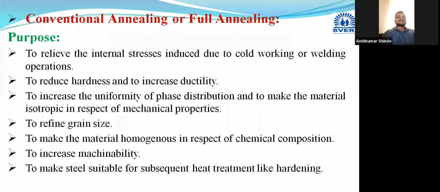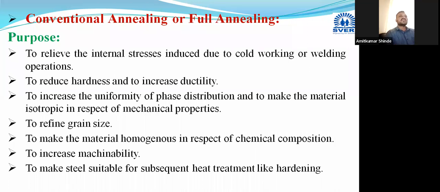Now, we will start with the conventional annealing or full annealing. When we are discussing a heat treatment process, first we should be aware of why we are conducting that heat treatment process, that is, the purpose of that heat treatment process. After knowing the purpose, the next step will be the procedure to conduct that heat treatment process, and in the last stage, the outcome of that process. What we got, or what the results of that heat treatment process are. This is conventional annealing, also known as full annealing.